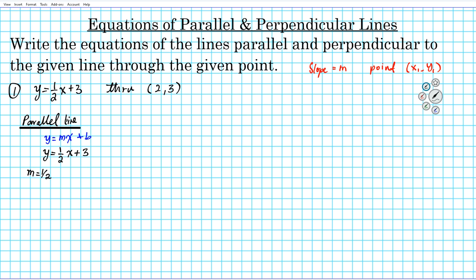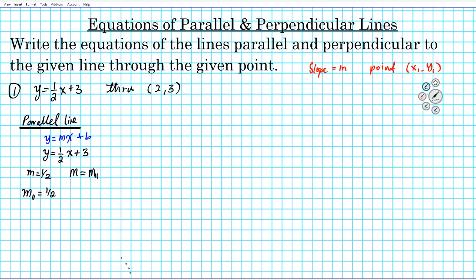Now we want the slope of the parallel line. Let's call it m parallel. If two lines are parallel, their slopes are the same. So basically, m is equal to m parallel. That's what you've got to keep in mind. If two lines are parallel, their slopes are the same. So the slope of the parallel line, m parallel, is going to be exactly the same thing as this, which is 1/2. All right, so that's one ingredient that we need, the slope.